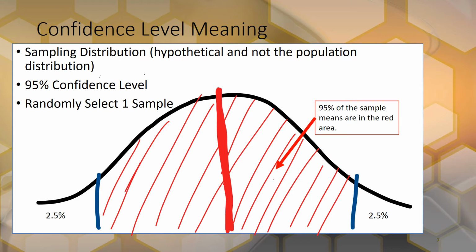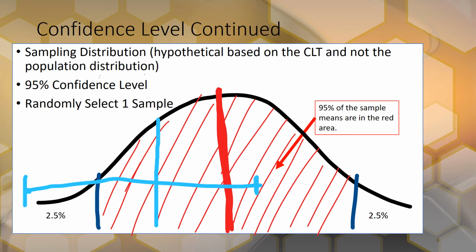Okay? And that big red line is the true population mean, which you're not really going to know, but it's somewhere out there. So again, the middle red area is 95% of the sample means. And this distribution is kind of hypothetical. I don't know what it really is. I don't know what the population mean is, but I can know some things about it.